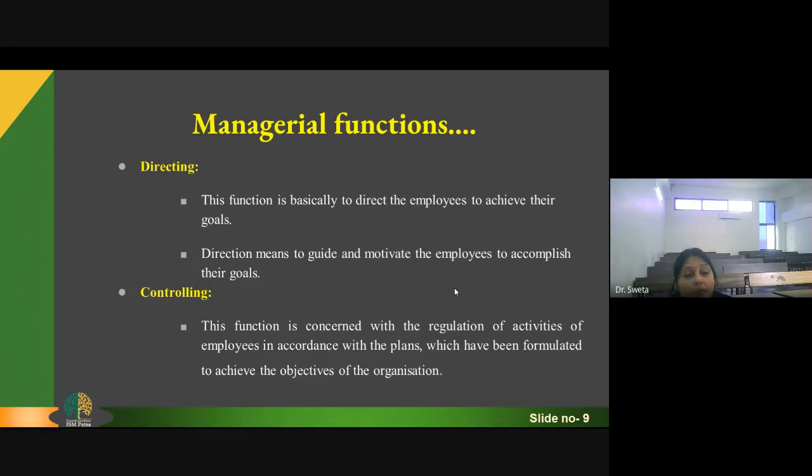And the last is controlling. The last and the important aspect, every activity that is ongoing in the organization needs to have a kind of control, because if there is no control over the activity, the plan may deviate from its original path. So basically, this function is concerned with the regulation of activities of employees in accordance with the plans which have been formulated to achieve the objective of the organization.